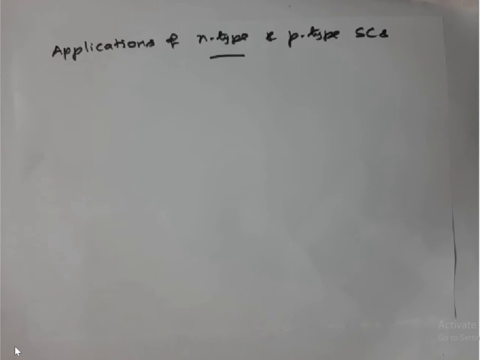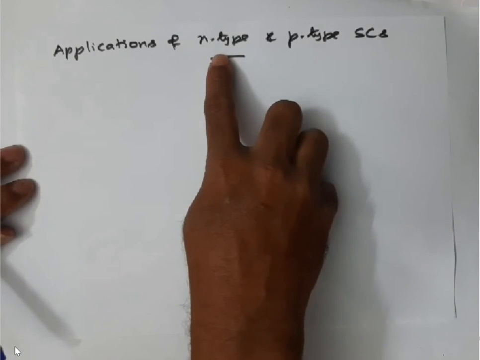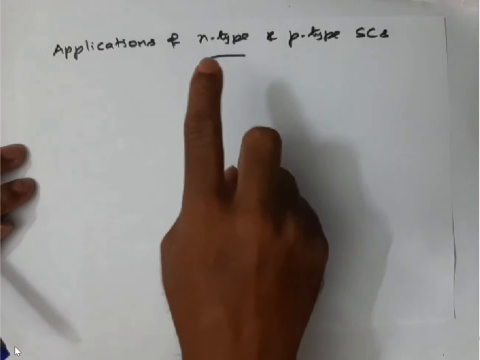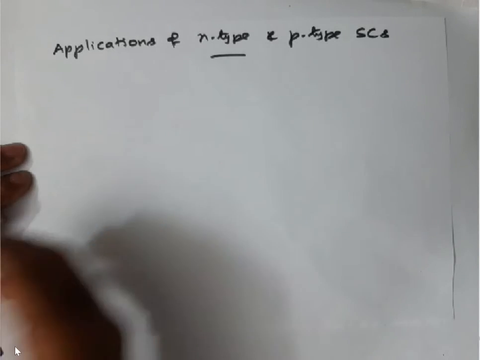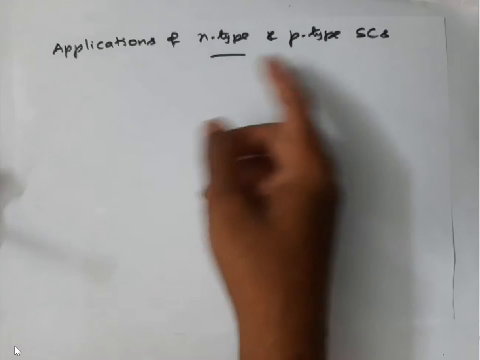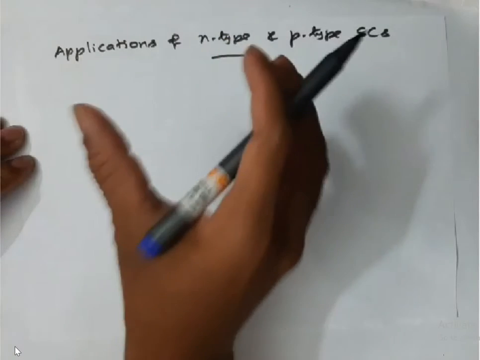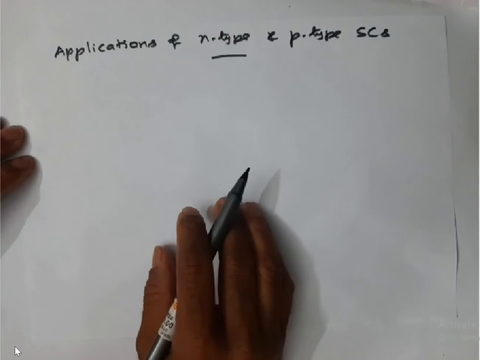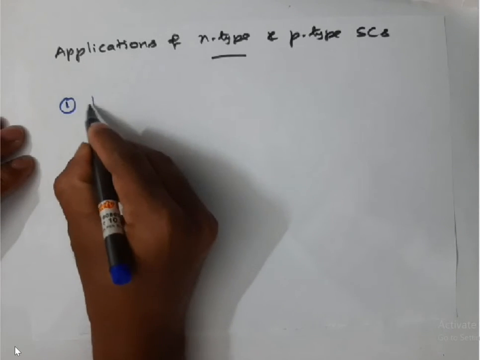So in applications, students, you can combine N and P: one N, one P, or you can combine three of these. You can combine by combination of many extrinsic semiconductors. Those combinations have a lot of applications in electronic components. So first let me just introduce what is called a diode.